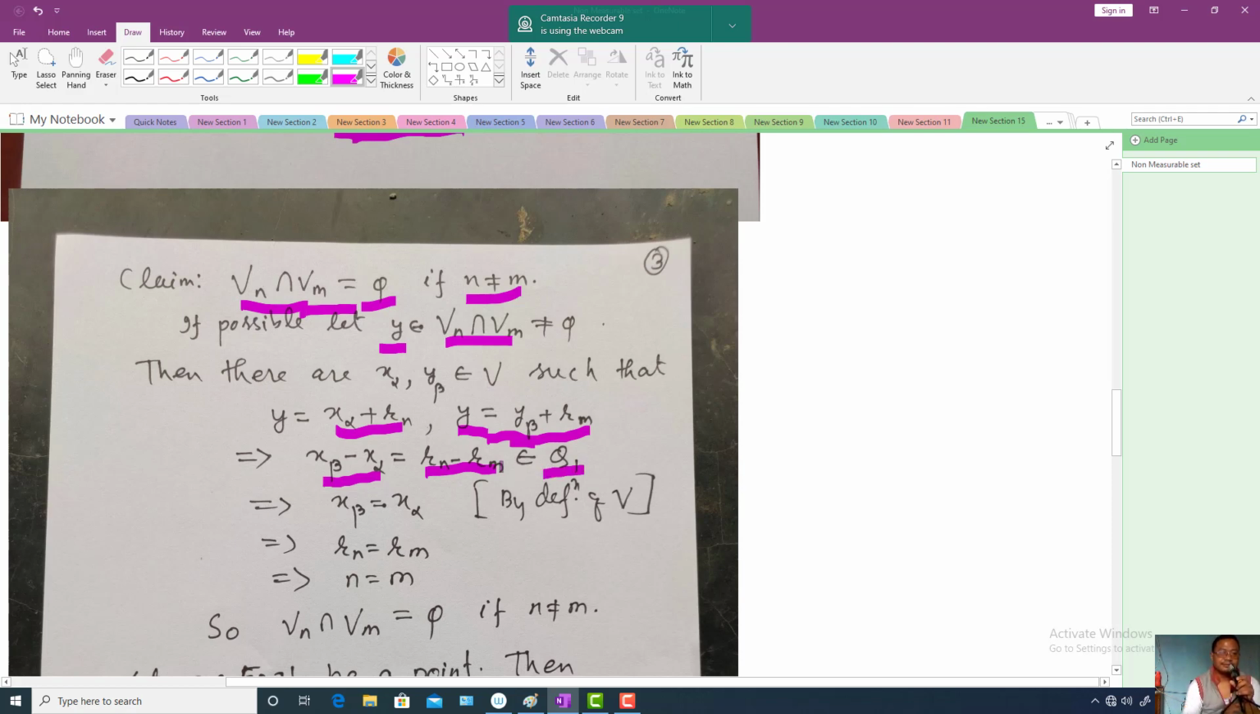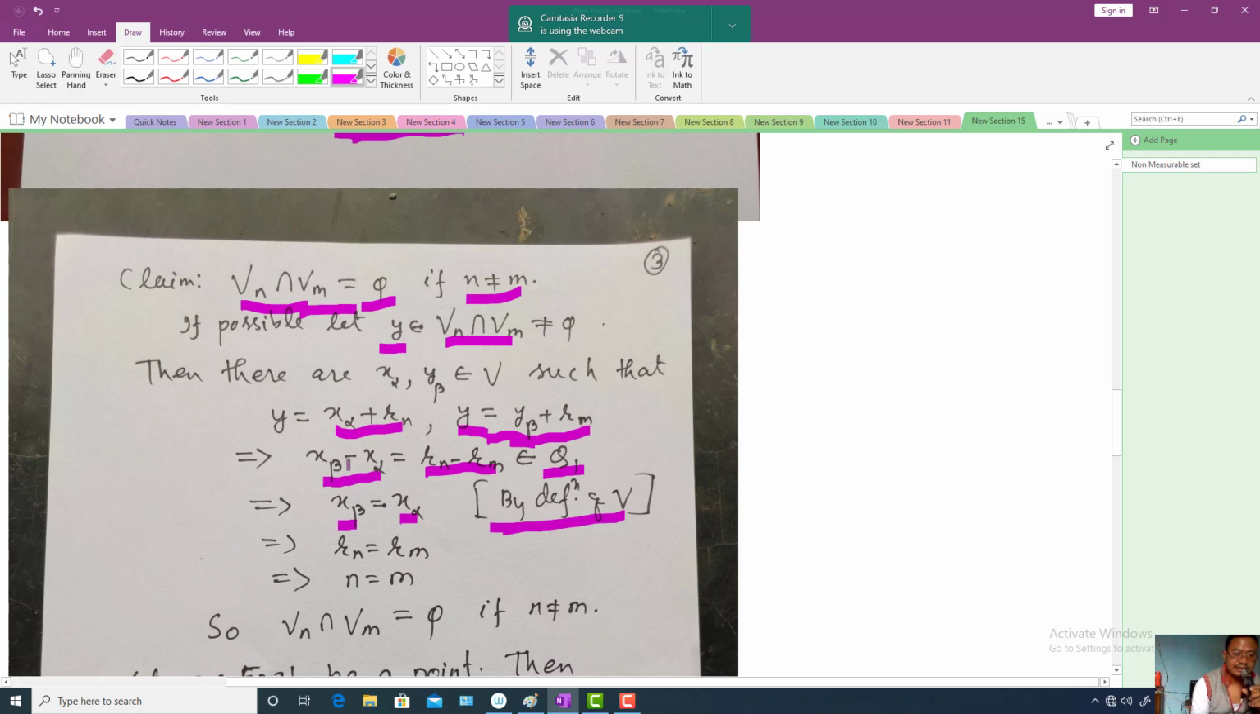Okay, so from here, what happened? Let us see. X beta, how do you take x beta? You take x beta from E beta, and x alpha, you take from E alpha. So x beta is from E beta, x alpha is from E alpha, but E alpha and E beta are disjoint. So the only thing is that beta must be equal to alpha. That means E beta is equal to E alpha, from the definition of V.